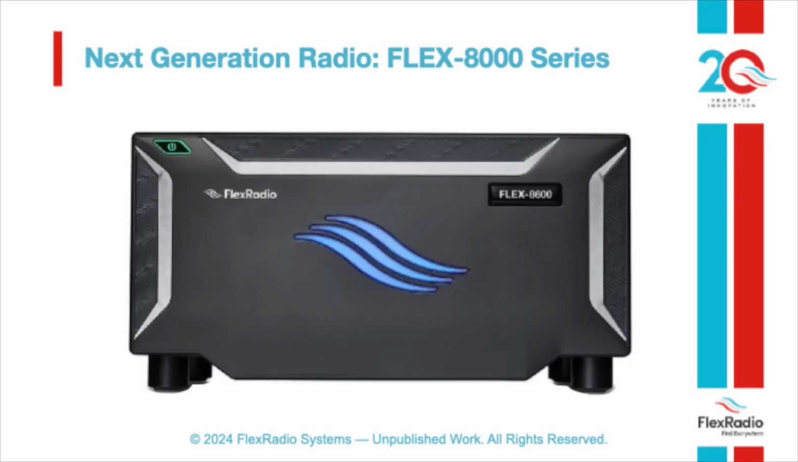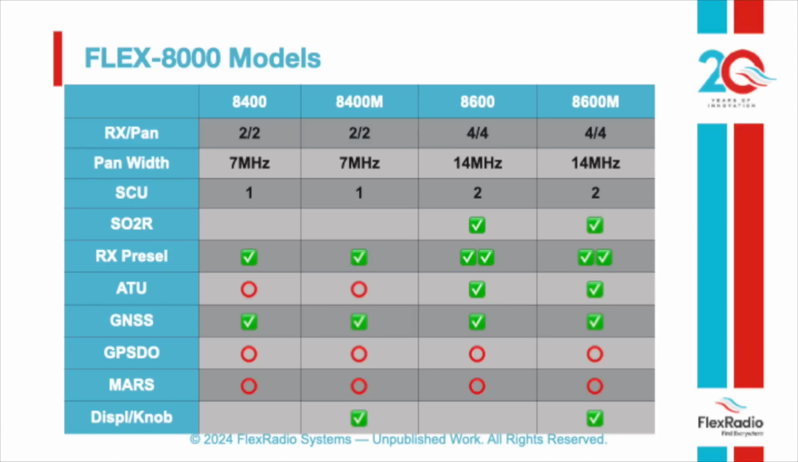Okay, so I want to talk now about the new Flex 8000 series. Some people in the room will have 6000s and won't understand the difference, but I also want to talk to the folks that don't have a radio yet. So this shows you what the high-level capabilities of the radio are. There are 4 models in the lineup: an 8400, 8400M, an 8600, and an 8600M. The 8400, with or without the M, share the same capabilities, and the 8600 the same way.